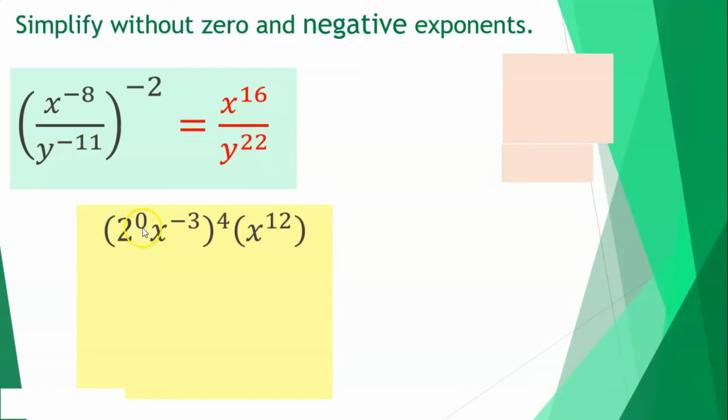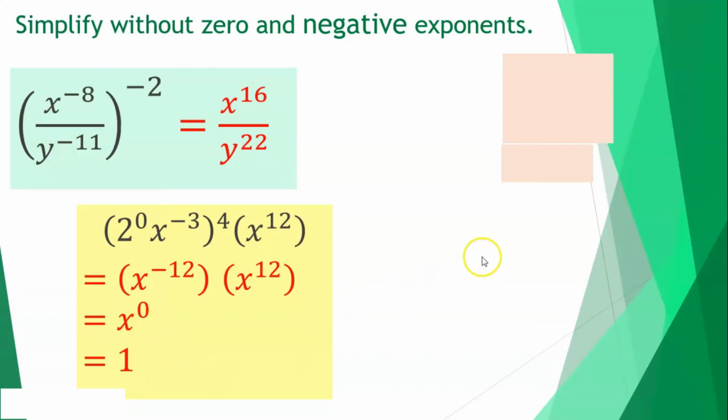Another example. 2 to the power of 0, x to the negative 3 to the power of 4, multiplied by x to the power of 12. So the same thing, we can apply power rule. So 2 to the power of 0 is 1. So with this, negative 3 times 4, so that would be x to the negative 12. So multiplying this, the same base, copy the base, and add the exponents. Negative 12 plus 12 is 0. Take note, any number raised to 0 is always 1.